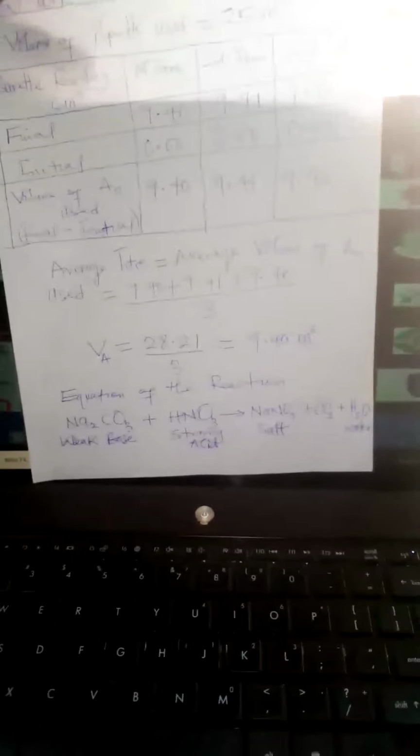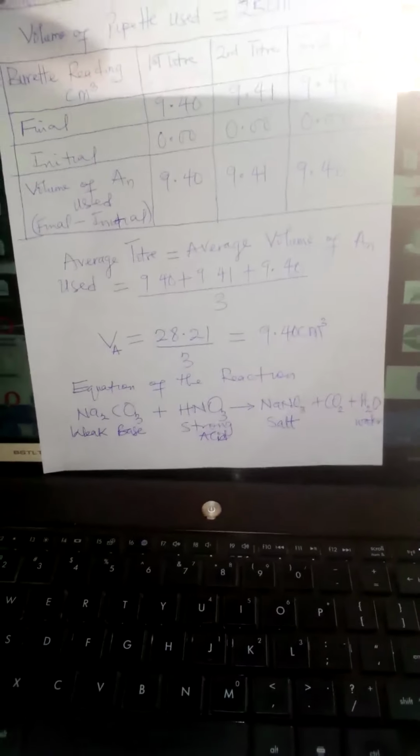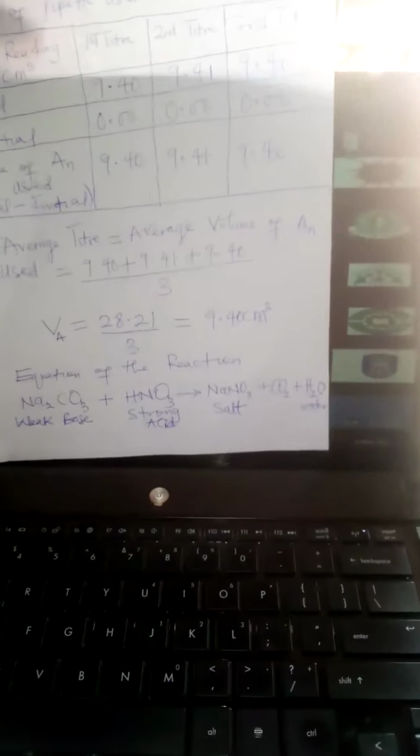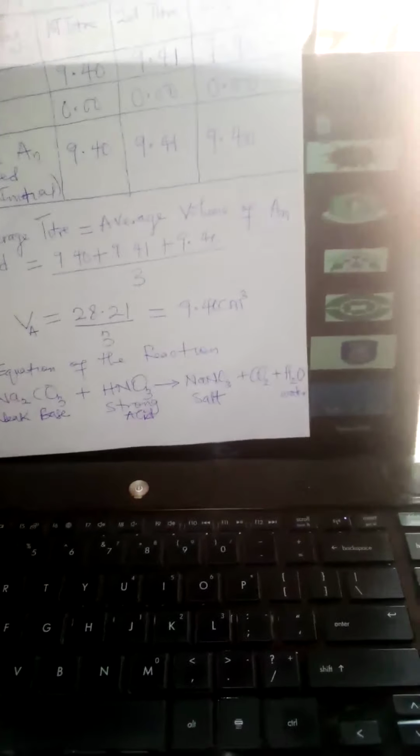Then the equation of the reaction is also shown. Sodium carbonate, that is the weak base, reacts with HNO3, strong acid, to produce salt, NaNO3, and water. So then we have to make sure we balance the equation of the reaction.